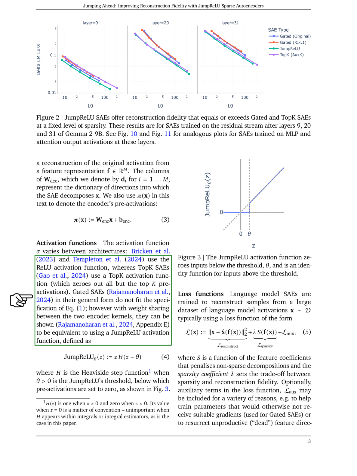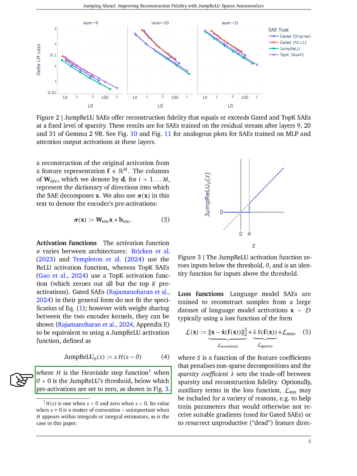For instance, we utilize the ReLU activation function, while top-K sparse autoencoders, SAEs, employ a top-K activation function that sets all but the top-K pre-activations to 0. Although gated SAEs do not initially conform to the standard encoder specification, we can demonstrate that with weight sharing between the two encoder kernels, they can be equivalent to using a JumpReLU activation function.